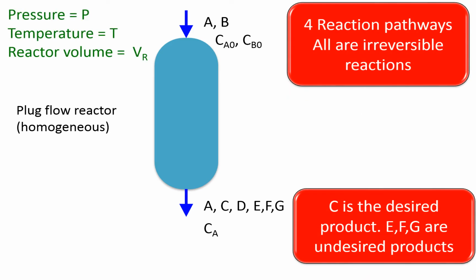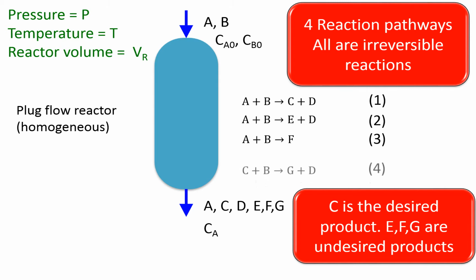Illustrated in this figure is a plug flow reactor where 4 reactions are occurring. The feed consists of reactants A and B, and the 4 reactions are A plus B forming C and D, A combining with B forming E and D, A combining with B forming F, and product C combining with the reactant B forming products G and D.